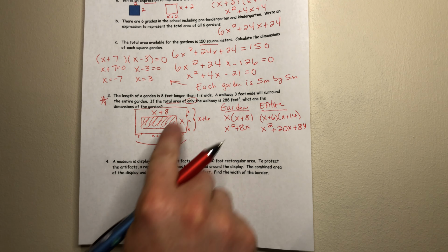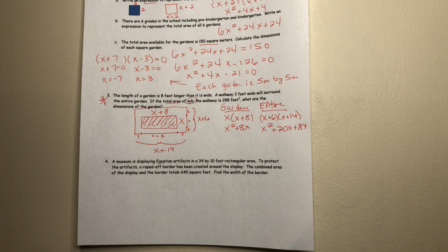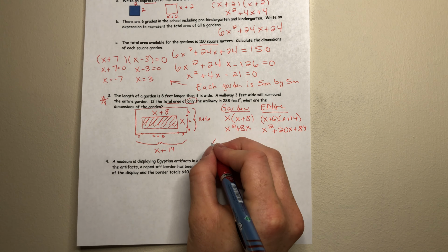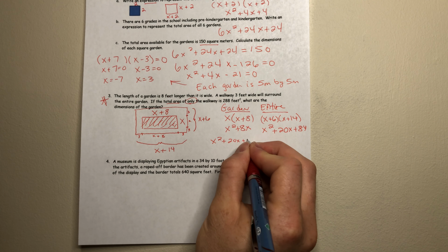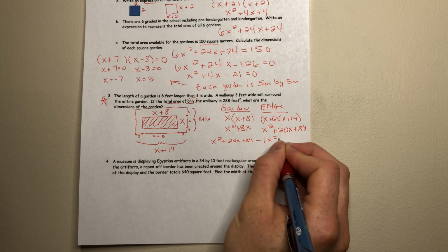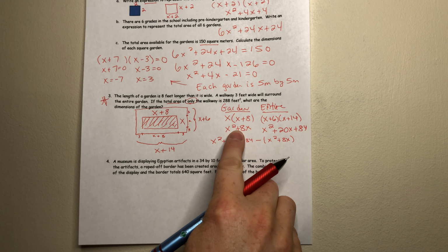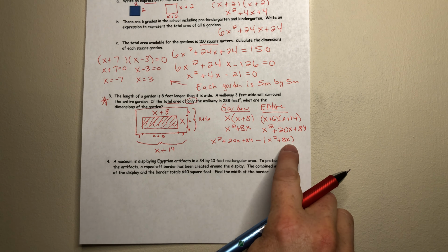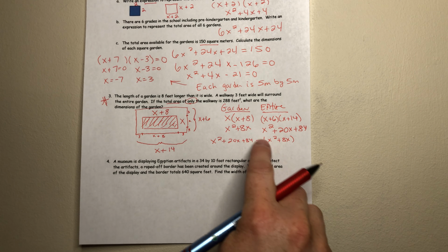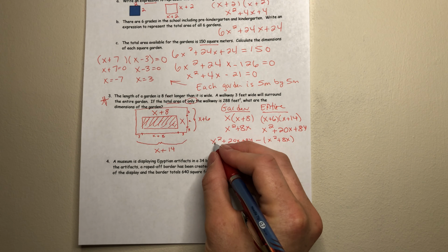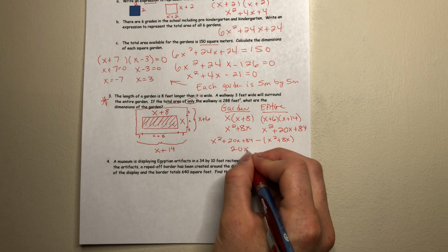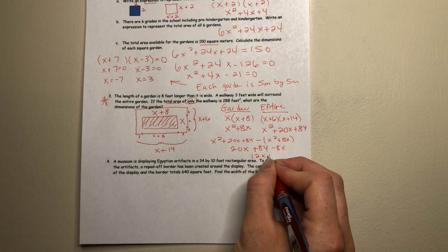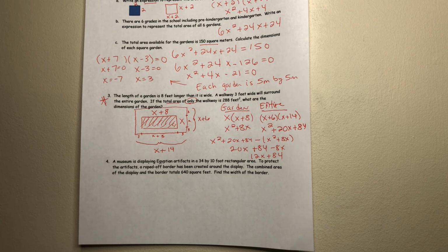All right. The area of the walkway is 288. So let's take the entire area and subtract the garden. And that's going to give us the walkway's area. Don't forget we need parentheses. When you subtract a binomial, you need to put it in parentheses. So x squared minus x squared is gone, so we get 20x plus 84 minus 8x is going to be 12x plus 84.